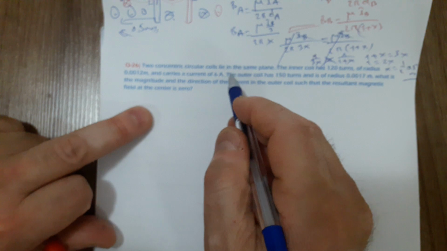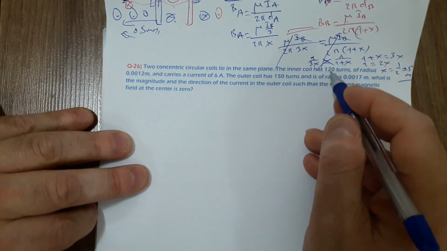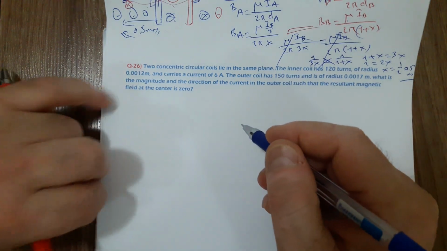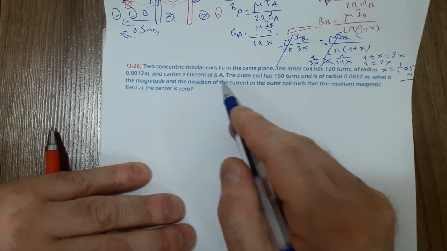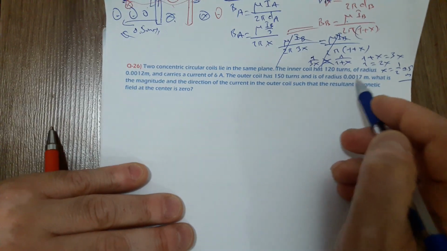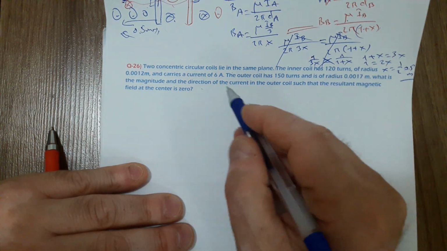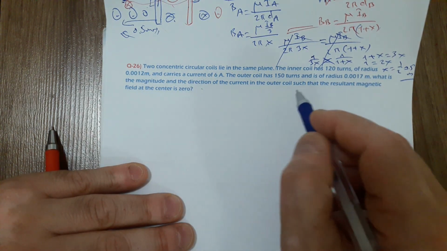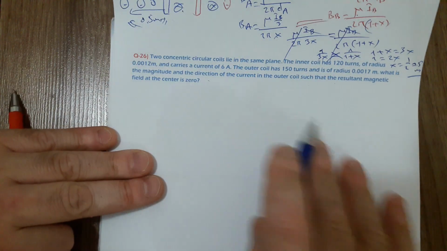The other question is: two concentric circular coils lie in the same plane. The inner coil has 120 turns of radius 0.0012 meter and carries a current of 6 ampere. The other coil has 150 turns and a radius of 0.0017 meter. What is the magnitude and direction of the current in the outer coil such that the resulting magnetic field at the center must be equal to 0?